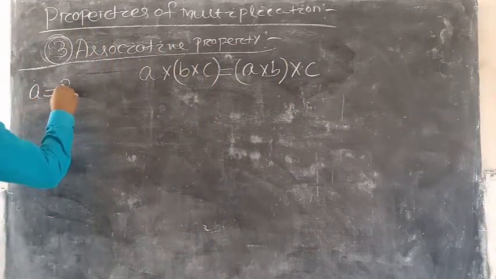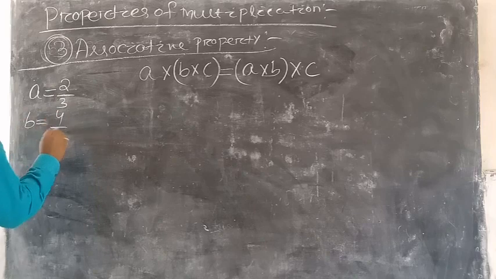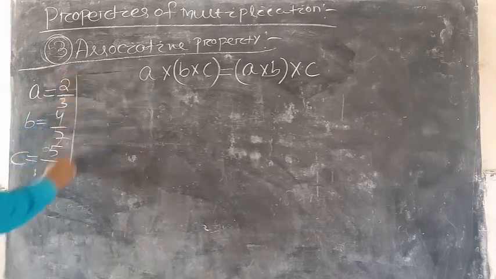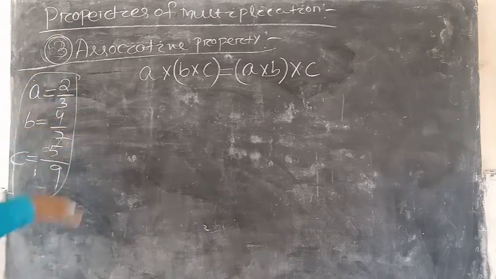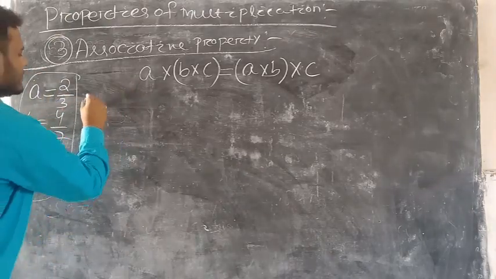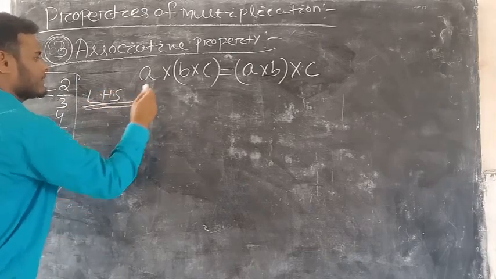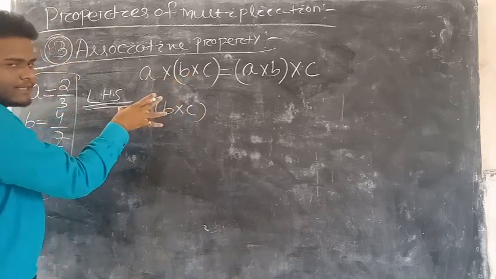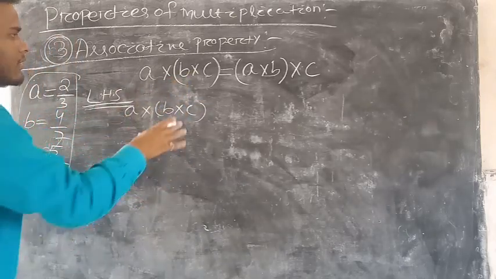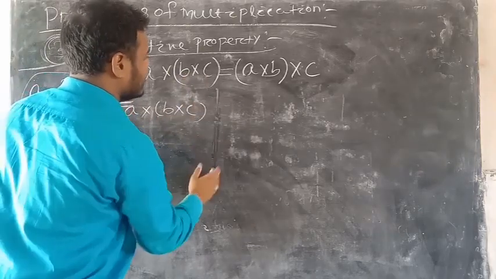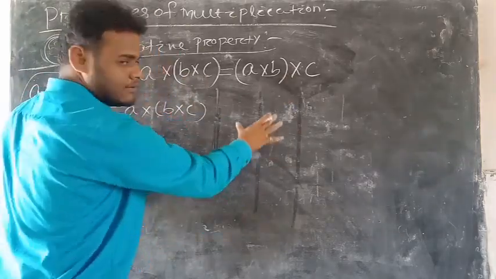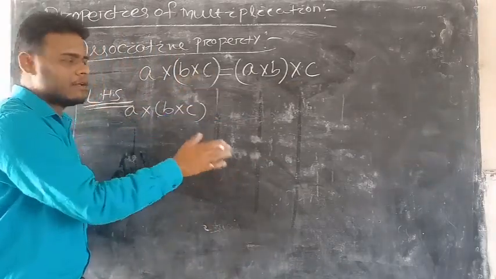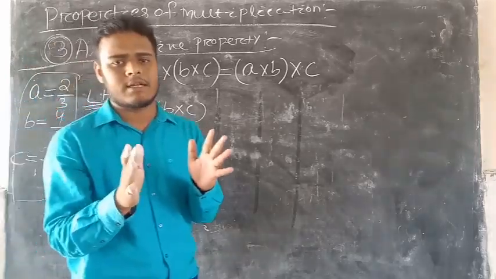A is equal to 2 by 3, B is equal to 4 by 7, C is equal to 5 by 9. I am taking A, B, C of my own. So the left hand side: A into B into C. Just follow these steps. These are the real steps you should follow. Don't write A into B into C here and the other line under this. Don't do this. Just do the LHS first, then do the RHS later, then compare whether LHS and RHS are equal or not.